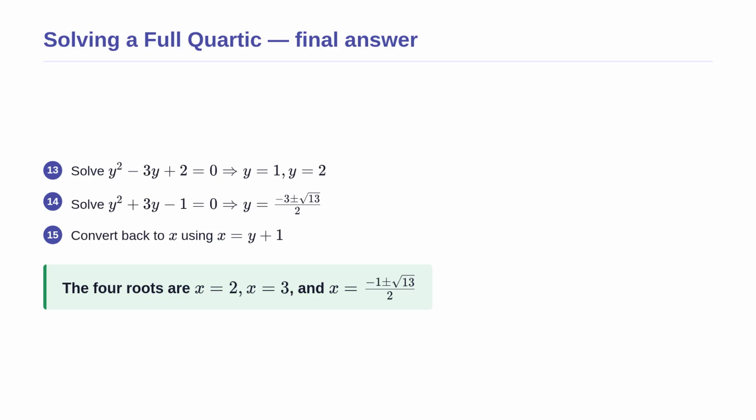But remember, these are values for y. Our original equation was in terms of x, and our substitution was x equals y plus 1. We must add 1 to all our y values to get the final answers. We have successfully broken the large problem down and found the 4 exact roots.